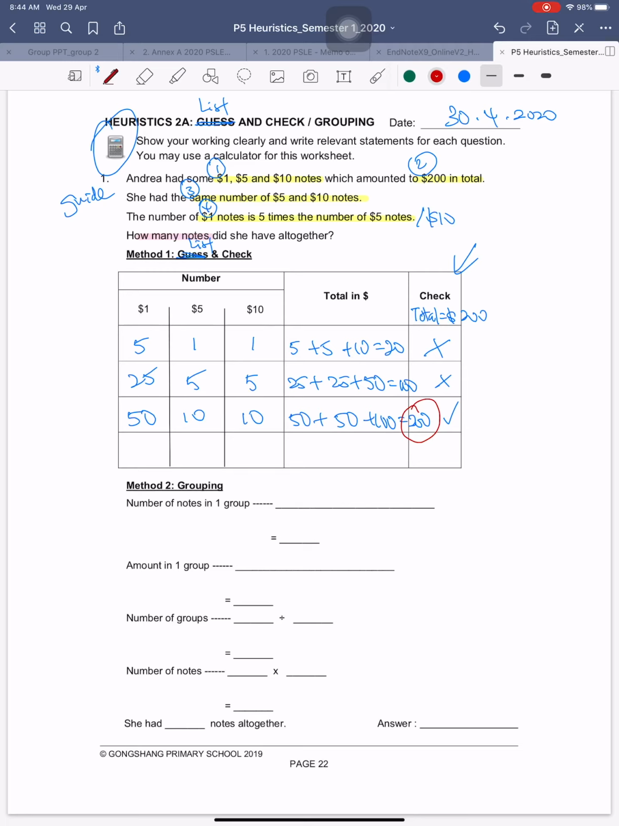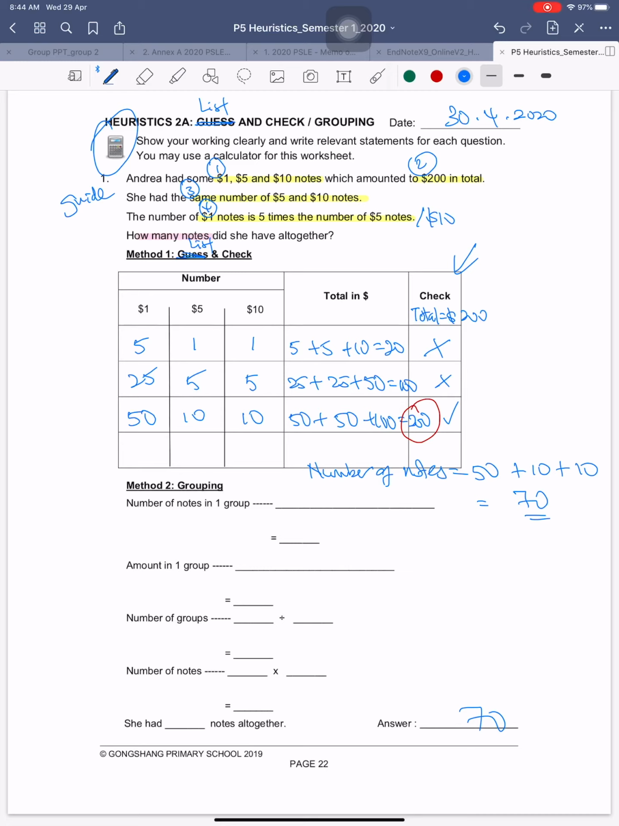Once you got your answer, you will need to stop. So you do not need the last row. In this case, the question asks how many notes. So the number of notes: I have 50 $1 notes, I have 10 $5 notes, I have 10 $10 notes. So the total is 70. That is called the list and check method.